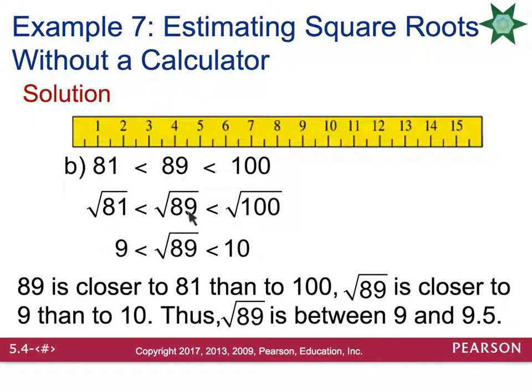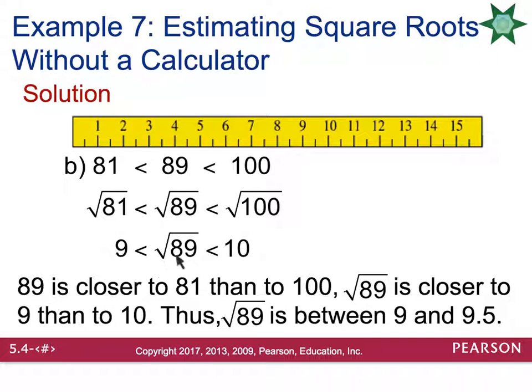Okay, now let's do square root of 89, right? We're going to estimate that. So we start with 89, and we look at perfect squares below that, and just above that. So we know 9 squared is 81, and 10 squared is 100. So 89 is between 81 and 100. So we're going to say 81, 89, 100. 81 is less than 89, which is less than 100. And then we're going to take the square root of all three parts. So square root of 81, square root of 89, square root of 100. Square root of 81 is 9. Square root of 89 is, we don't know yet. Square root of 100 is 10. So we know that the square root of 89 is going to be between 9 and 10.